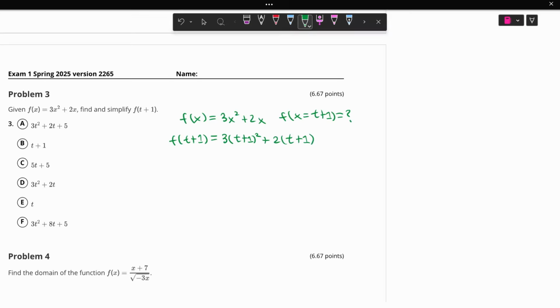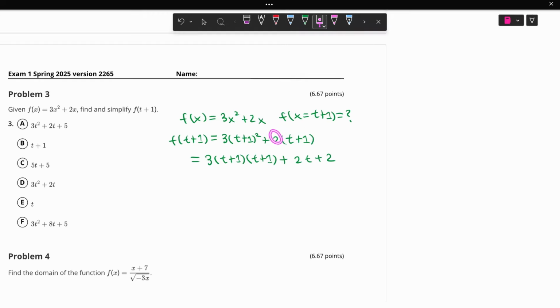So the first two things I'm going to do is I'm going to expand this because it goes to the second power. This parentheses term goes to the second power. And then I'm going to use a distributive property to distribute this 2 into the terms in this parentheses. So you should end up with an expression that looks like this, where we have 3 times t plus 1 times t plus 1 again, plus 2t plus 2.